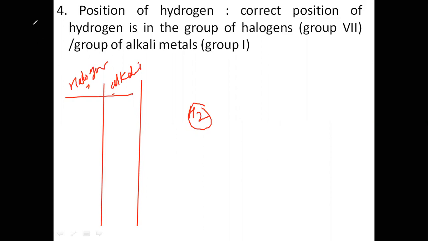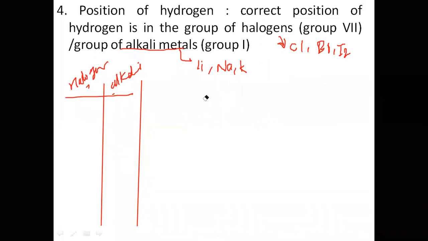Now let's understand how hydrogen resembles the properties of halogens and alkali metals. I'm giving you one example. What are the examples of halogens? Chlorine, bromine, iodine. And alkali metals are lithium, sodium, potassium. Let's take any one alkali metal, that is lithium. Lithium has atomic number 3, so its electronic configuration is 2, 1.